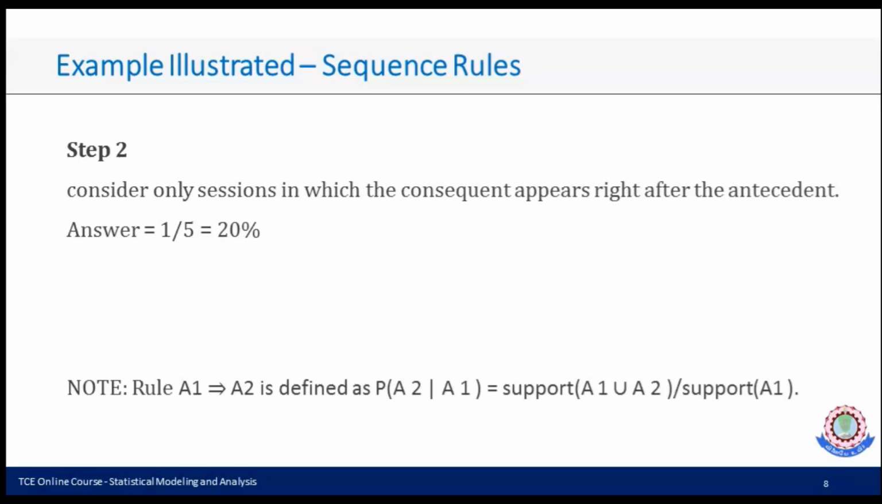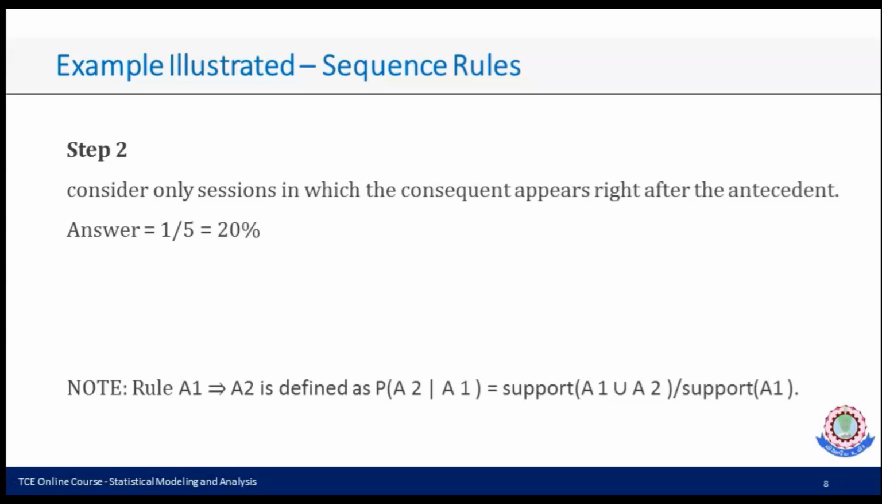We must remember that the confidence of a rule from A1 to A2 is defined as the probability of A2 given A1, which is equal to the support value of A1 union A2 divided by the support of A1. So the probability of A2 given A1 must be considered while evaluating the sequence for any set of items, that is, of type P to Q or Q to R or P to R and so on.